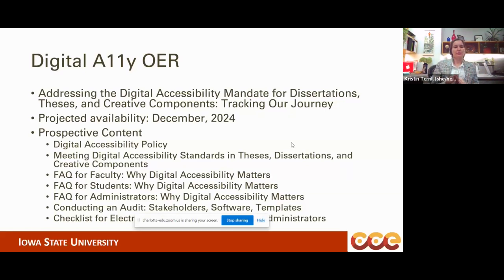With open educational resources, another cool thing is that they're Creative Commons licensed, which means that not only is it free for you to read the book, but you can actually take content out of it and put it onto your own website. You can also change it. It's a looser copyright with the Creative Commons license. We're really hoping this tool becomes something you can make work for your needs at your institution. We're also going to talk about conducting an audit, essentially taking stock of who your stakeholders are, what kind of software you might have, what kind of templates are going to be affected, and other things that go on with your program that you need to consider when doing digital accessibility. And then also a checklist for ETD administrators.